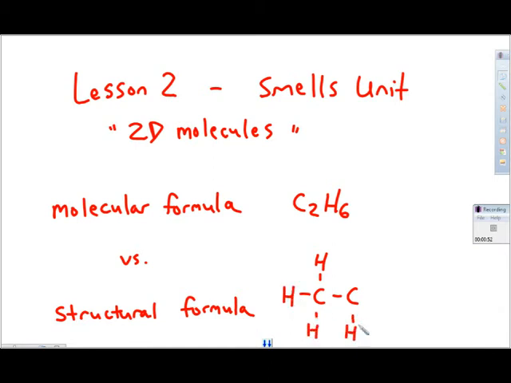And so C2H6 ethane would have this structure. This is a structural formula. This is a molecular formula. Structural formulas are much more helpful because, like I said, they give you an idea of what the shape is like and also the order of arrangements and the bond types that are present, single bonds, double bonds, or triple bonds.